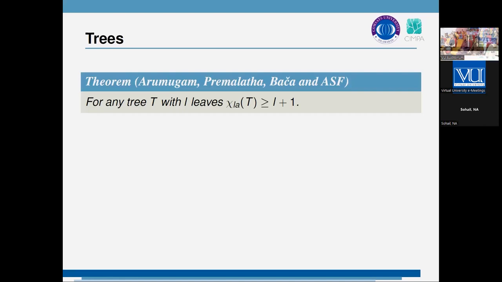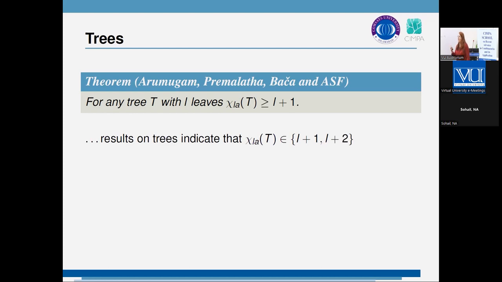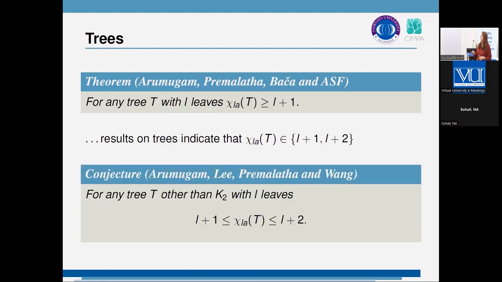Okay, so now come back to the theorem. It is saying something about the lower bound of the local antimagic chromatic number of trees. We know that if a tree has L leaves, then the local antimagic chromatic number of the tree is at least L plus one. And all results obtained for trees indicate that the local antimagic chromatic number of a tree, of course other than K2, is either the number of leaves plus one or the number of leaves plus two. And it was conjectured by Arumugam, Lin, Premalatha, and Pan that for any tree other than K2, the local antimagic chromatic number is either L plus one or L plus two.